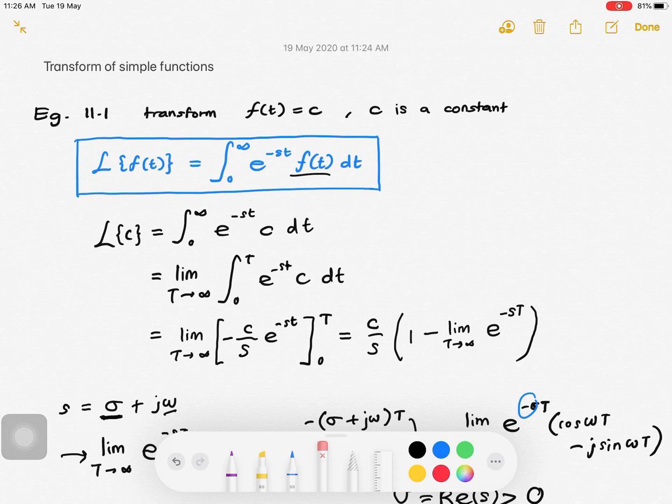Okay, now we will go straight to example 11.1. Right now we are learning how to transform simple functions. So the first simple function is f(t) equal to c. So c is a constant, so it has any value.